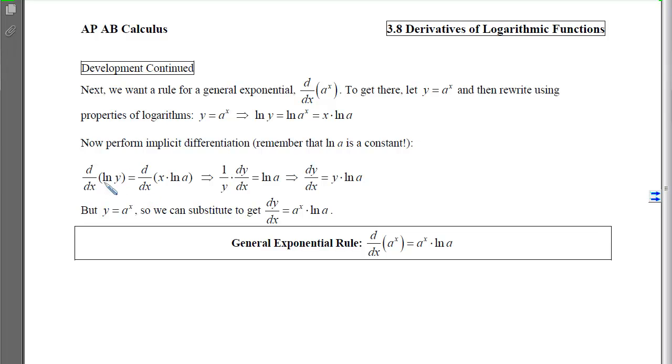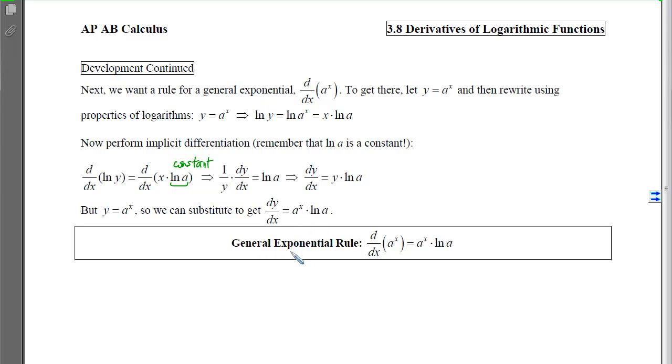So the derivative of the left side would be 1 over the inside, which is y, times the derivative of the inside, which is dy/dx. Now this side gets a little tricky because people forget that this ln of a is just a constant. So if I have x times a constant, then the derivative is just the constant. So here's that constant here. I can multiply both sides by y in order to isolate dy/dx, and then I can replace y with what it originally equaled, which was a to the x.